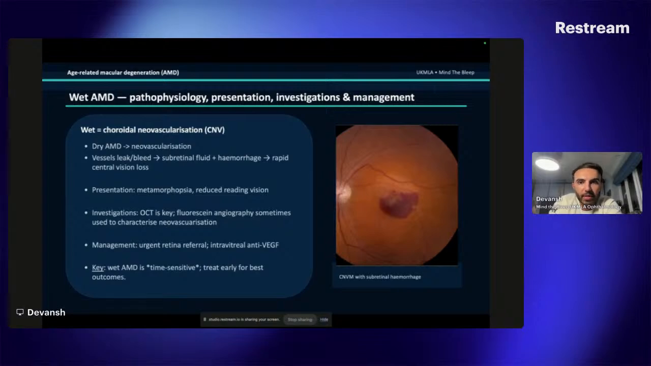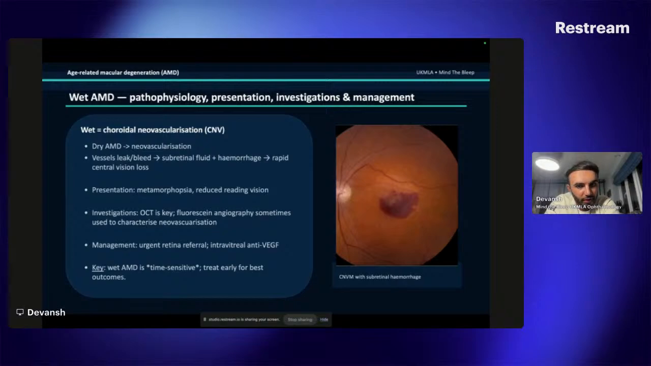So moving on to wet AMD and how it differs from dry AMD, it's a progression. When dry AMD leads to ischemia and neovascularization, the formation of these new blood vessels, we again see something similar to what we've seen with proliferative diabetic retinopathy, where these blood vessels that are formed are quite fragile and weak, and they're prone to leakage and bleeding. This leads to the accumulation of subretinal fluid and hemorrhage, which leads to rapid central visual loss. Central visual loss rather than generalized visual loss, because of course this is all happening at the macula itself.